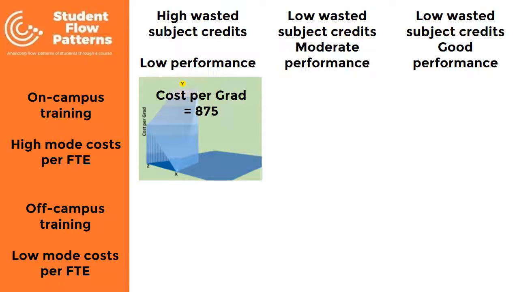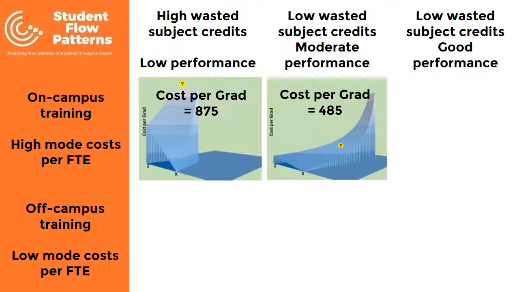The first calculation is for on-campus training with a high number of subject credits wasted because of many students failing subjects. Student throughput for the training course can be described as of low performance. The calculated cost per graduate is a very high 875 units per graduate.